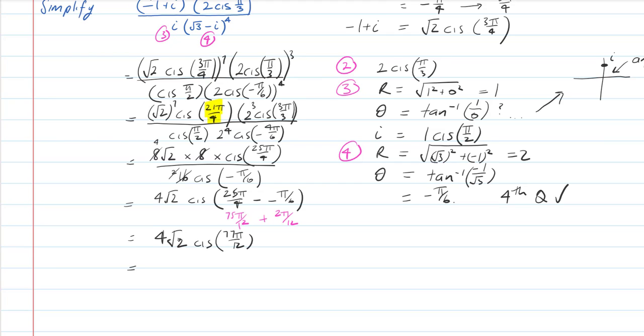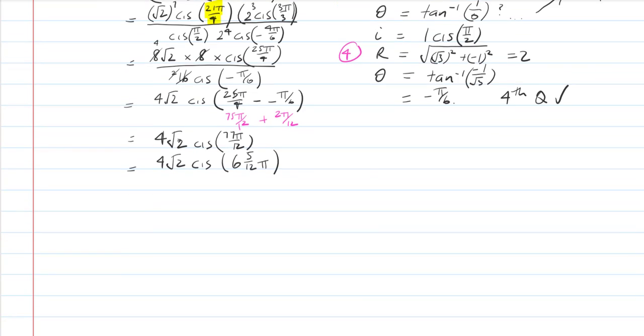Now I can write this down as 4 root 2 cis, how many 12s in 77? Well, that's 6. And we're left with 5 twelfths pi. I can take away multiples of 2 pi, so it gives me a final answer, 4 root 2 cis. I can take away that whole 6 pi, so just 5 pi on 12 is left. And that's probably the best answer I can come up with. So we'll leave it as that.